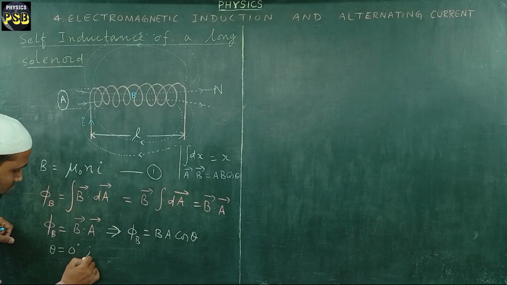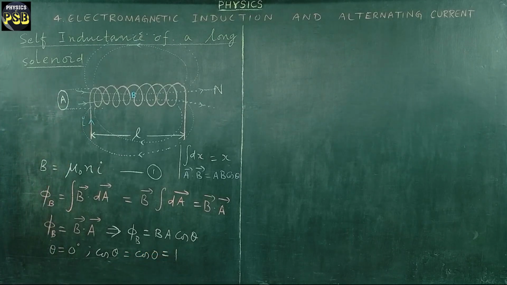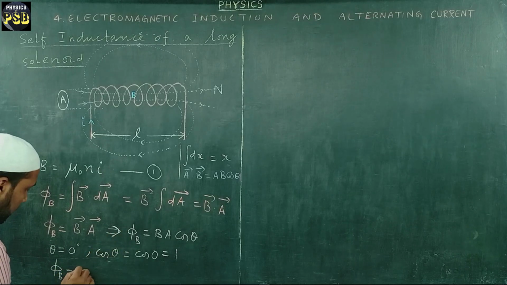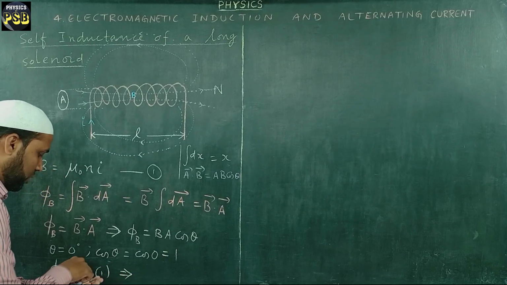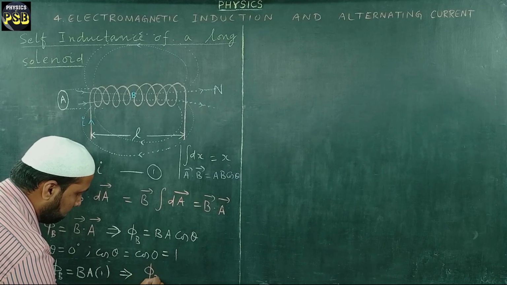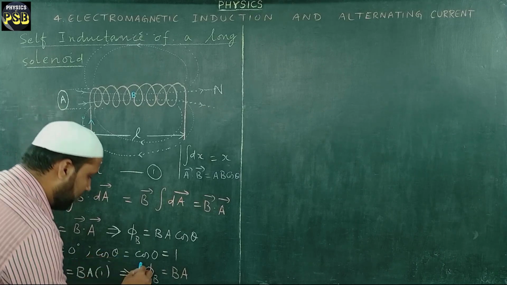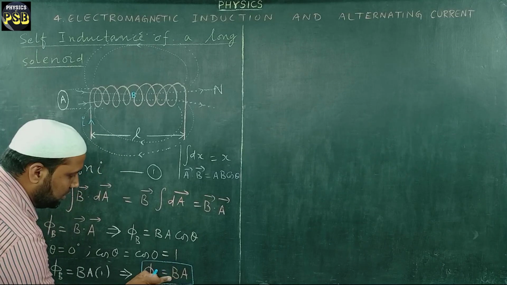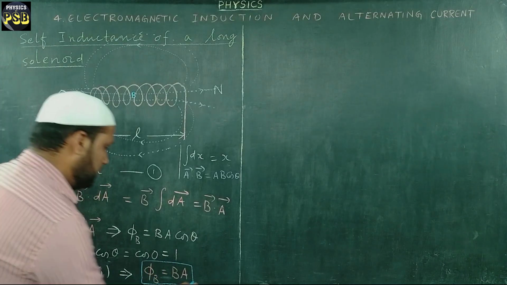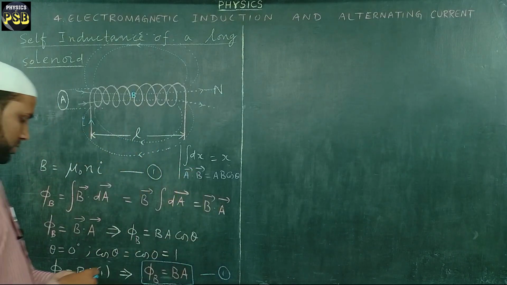When theta is taken as 0, cos of theta will become cos of 0, and it is nothing but 1. This is what we know. So phi B becomes equal to B A multiplied with 1. Phi B is equal to B multiplied with A. I box this for better visibility. This provides us the expression for magnetic flux. I take it as equation number 2.